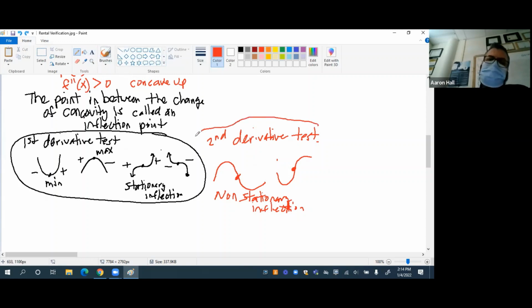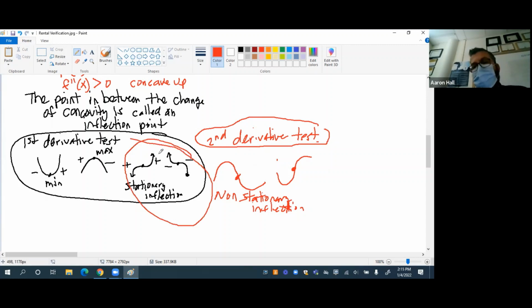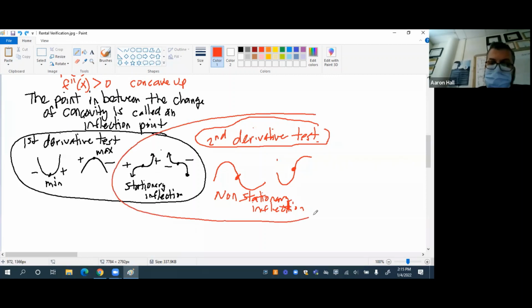So, do you think our second derivative would be able to identify these as well? The stationary inflections? If we look at these graphs, do the concavities of the graph change? Yeah, they do. So because the concavity changes, we'll also be able to see that with our second derivative.